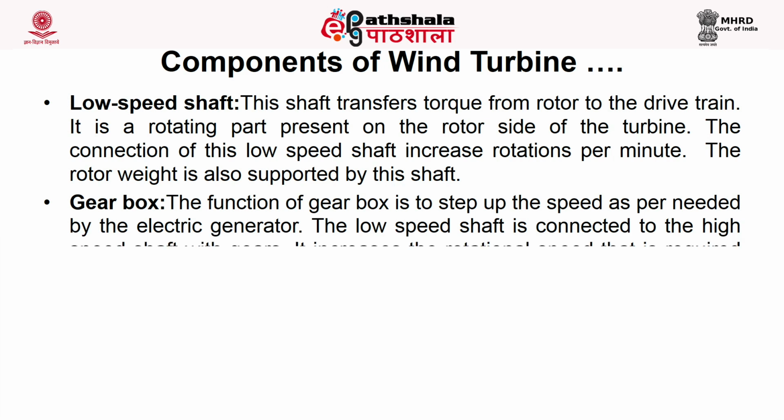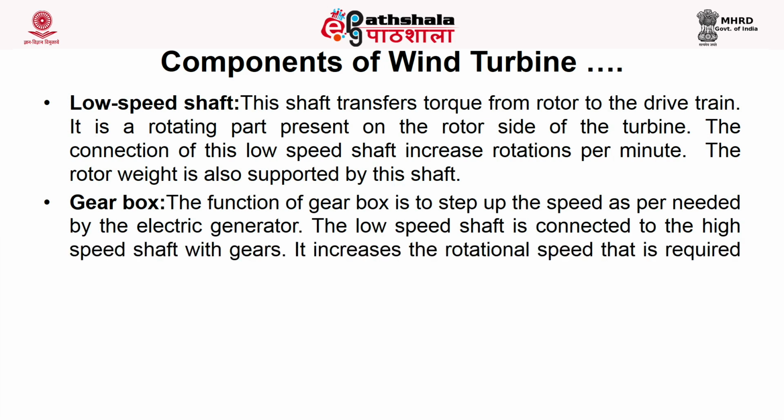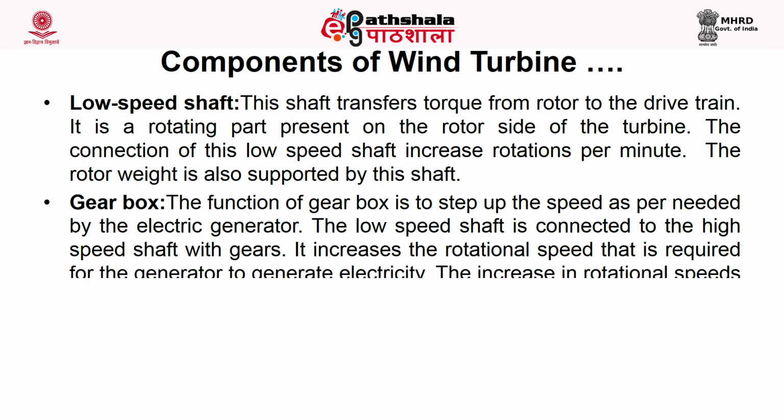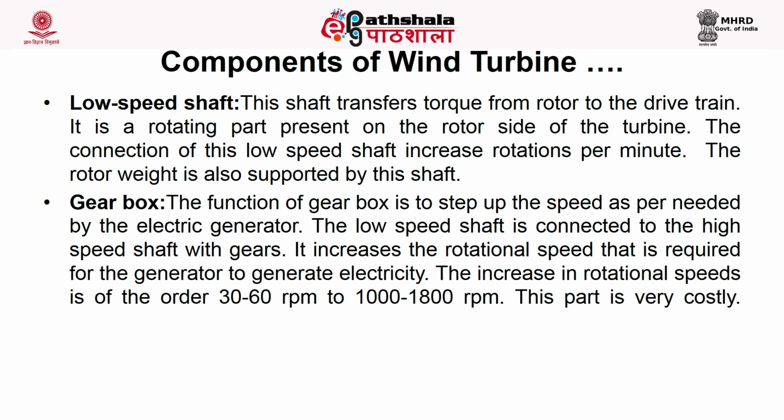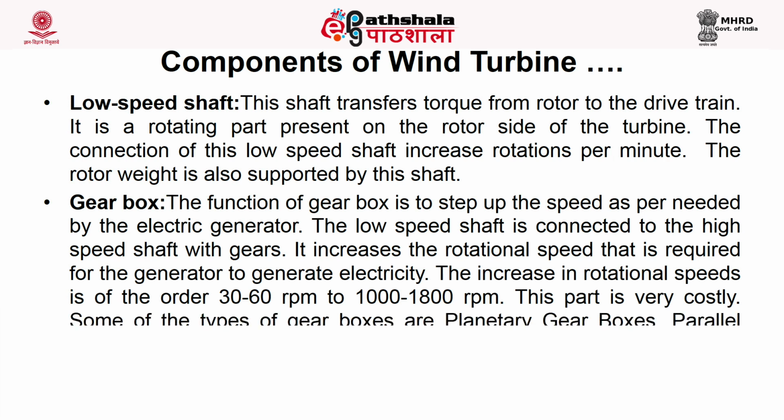Gearbox. The function of the gearbox is to step up the speed as needed by the generator. The low speed shaft is connected to the high speed shaft with the gears. It increases the rotational speed that is required for the generator to generate electricity. The increase in rotational speed is from 30 to 60 rpm to 1000 to 1800 rpm. This gearbox is very costly. Some of the types of gearboxes are planetary gearboxes and parallel shaft gears.